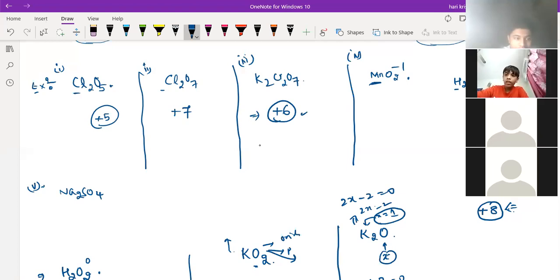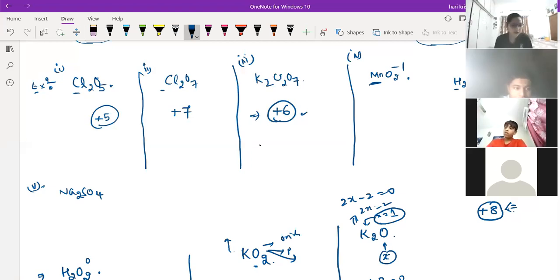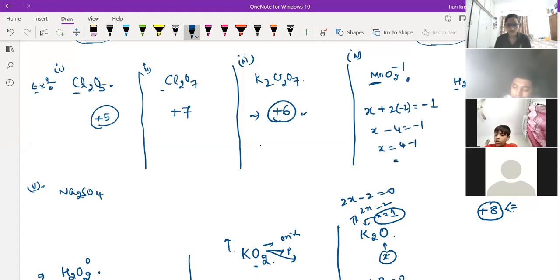Sir, I got a different answer. What about the others? Sir, I got 3. I got 4. You got 4, then you have done it for MnO2 only, I think, Piyush. MnO2 minus 1 is what I have given. See, Mn is x, oxygen will always show minus 2, and the total is equal to minus 1. So x minus 4 equals minus 1, x equals 4 minus 1, which is plus 3.